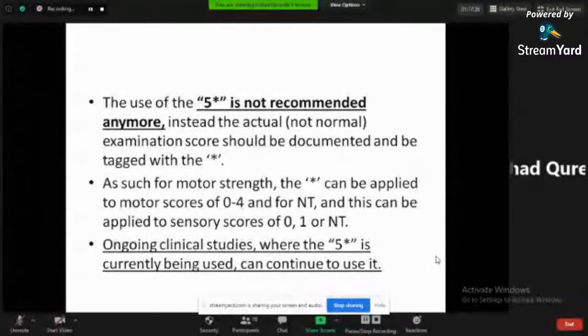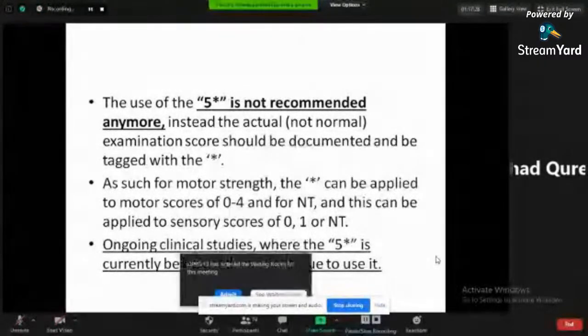And for NT, that is not testable. And this can be applied to the sensory function also, up to 0 and 1, and for NT also. They have very exclusively mentioned in the revision that ongoing clinical studies where the 5 with the asterisk is currently being used can continue with their studies using the same consideration.